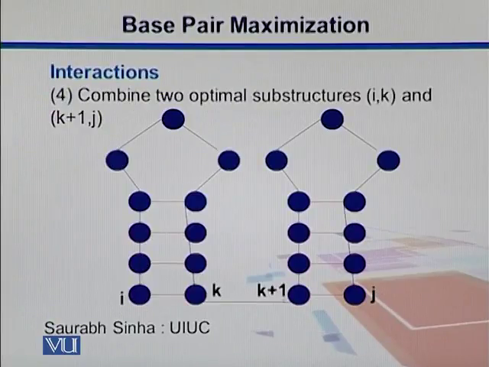In another scenario, we can combine 2 optimal structures, where one structure is i through k and the other structure is k plus 1 through j. That is where we can have a bifurcation. We can take that sequence, and in it we detected 2 structures. So we are combining 2 optimal structures, or, in other words, we can call it a bifurcation.